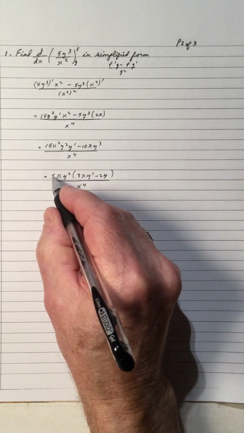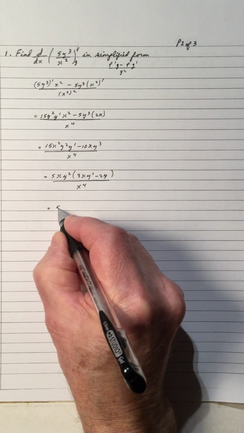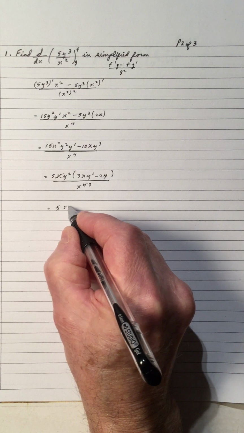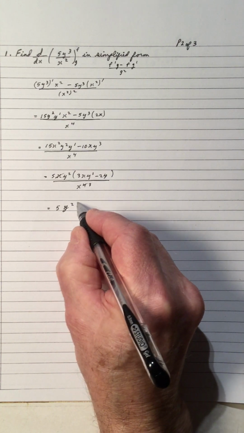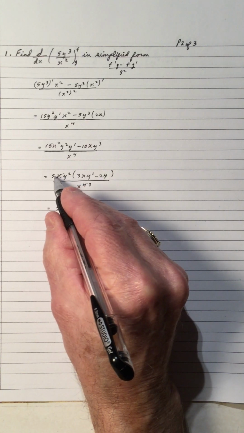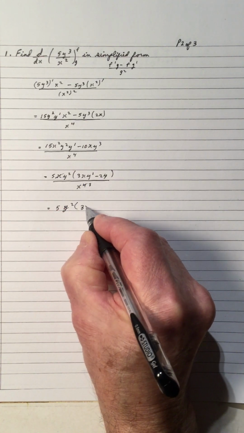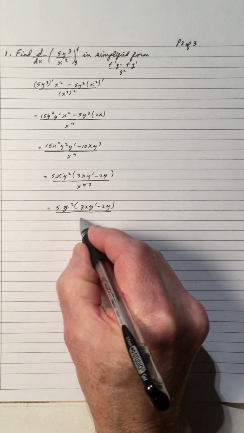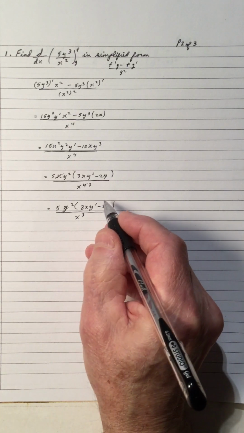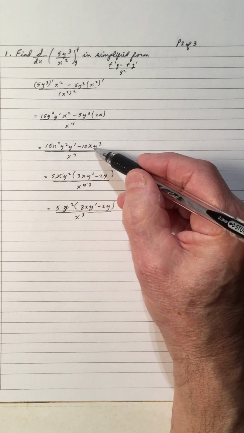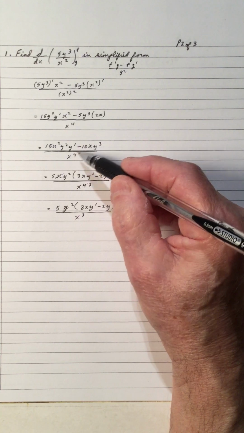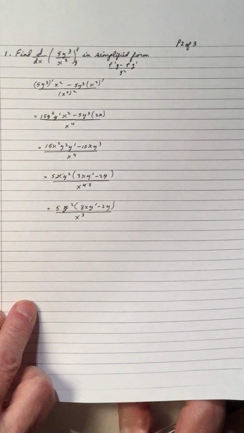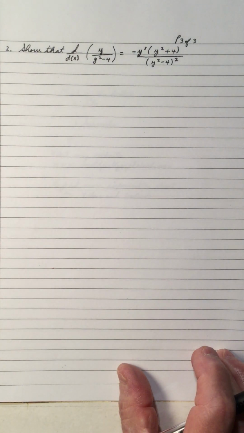And when I said simplify, because x is common, we get 5. x cancels into x to the fourth 3 times, so there's x cubed. So x cancels out, and we get 5y squared, 3x y prime minus 2y, all over x cubed. That's what I mean by simplifying, because x is a common factor here. We can cancel x in the numerator and denominator. Again, when you do the derivative of y in terms of x, you will get a y prime.